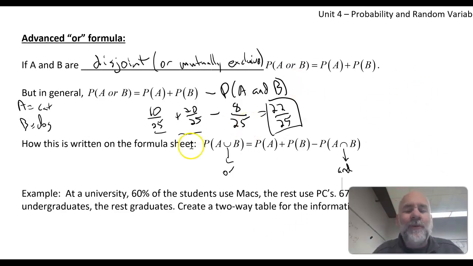Or, you might just remember that this is the or formula, and it gives you a reminder that you have to subtract off something. Even if you forgot which symbol is which, this might be a mental cue for you to go, oh yeah, I've got to subtract off the ones I counted twice.